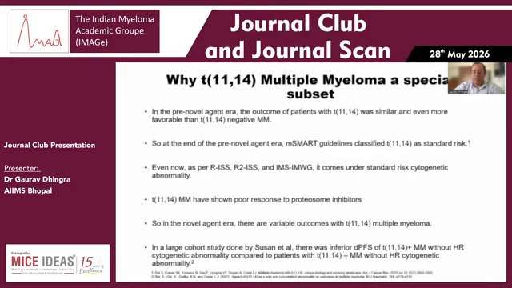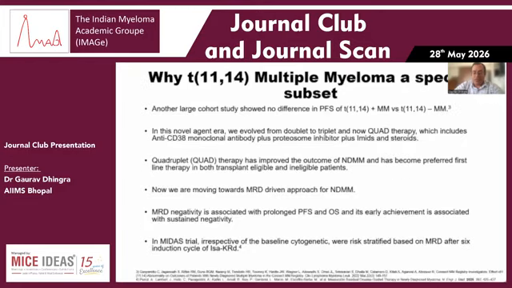In the novel agent era, there are variable outcomes of translocation 11-14 multiple myeloma. In one large cohort study reported by Susan et al., after excluding cases with high-risk cytogenetic abnormalities, patients with translocation 11-14 multiple myeloma had an inferior outcome compared to translocation 11-14 negative multiple myeloma. Another large cohort showed no difference in progression-free survival of translocation 11-14 positive versus negative multiple myeloma.